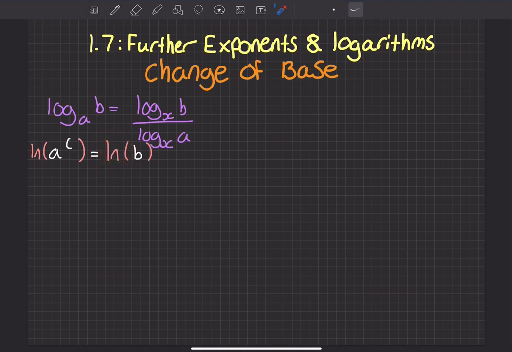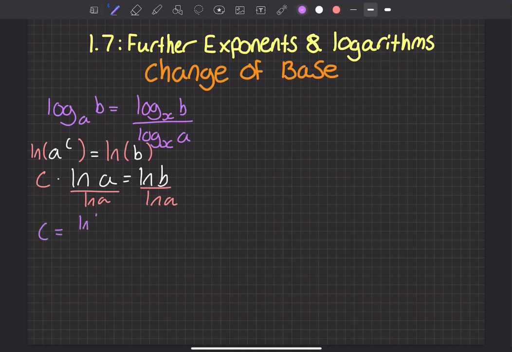And I'd recommend always using ln, basically just because it's the fastest one to write, and the easiest one to write. There's not much to it. But anyways, using our third law of logarithms, we know that this c here moves to the front. So now we have c times ln of a equals ln of b. And what we can do next is divide both sides by ln of a, and hence we have c equals ln of b over ln of a, right?